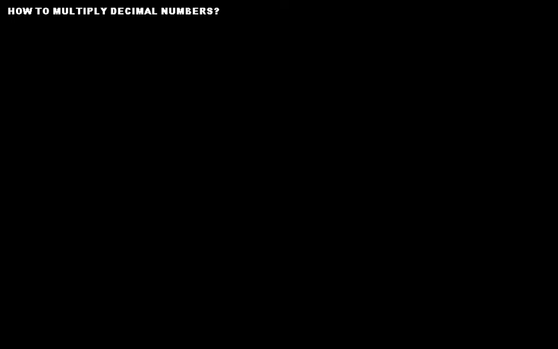How to multiply decimal numbers? Let's learn that. If we have two decimal numbers, let's say we have 0.1 multiplied by 0.1. Okay, so if you have to multiply these two numbers, let's begin. Write this 0.1 here and then multiplied by 0.1, same as we do in any other cases.